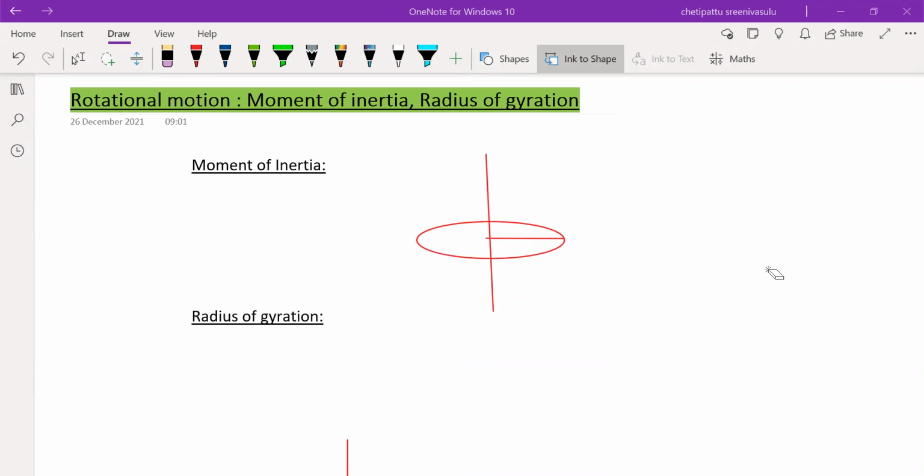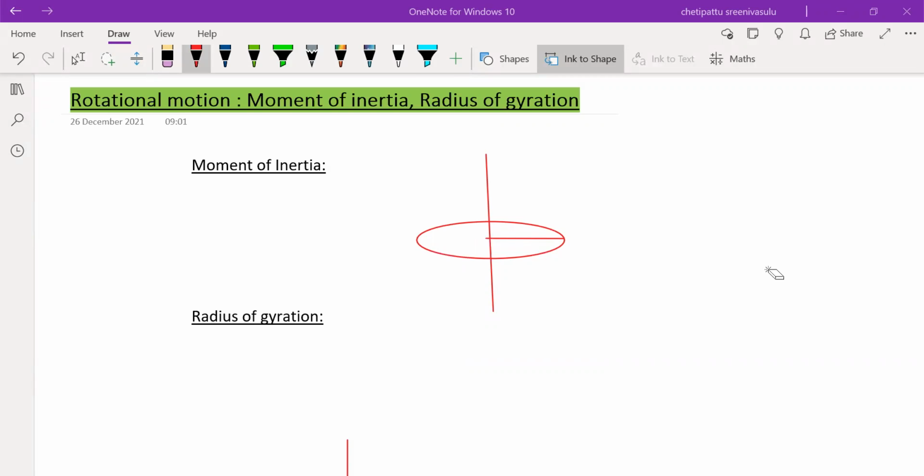Hi students, today we are going to discuss from the chapter of rotational motion, in that moment of inertia and radius of gyration, and some problems. First of all, what is meant by moment of inertia?